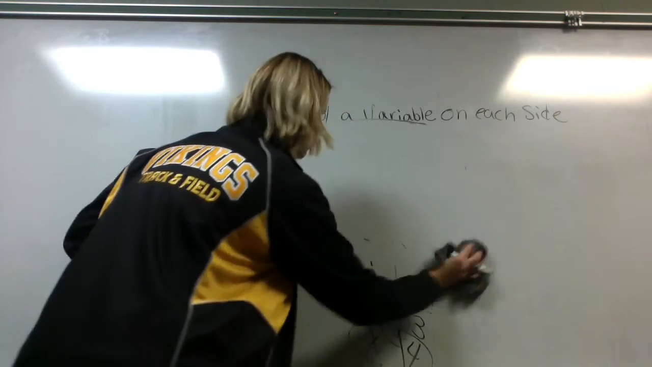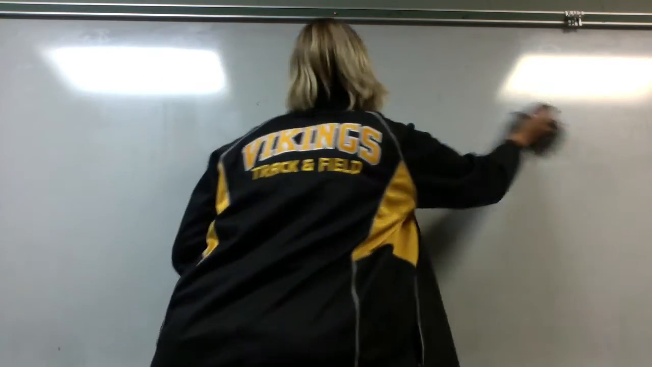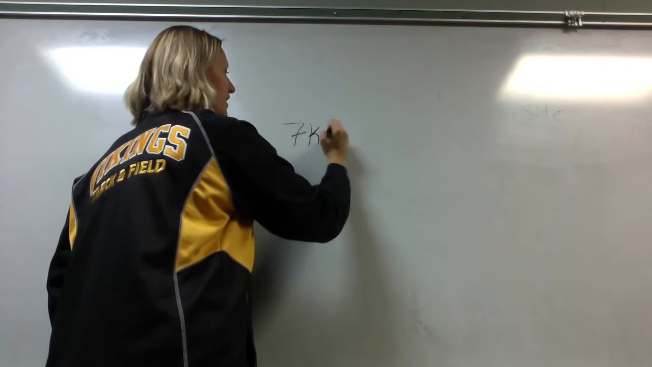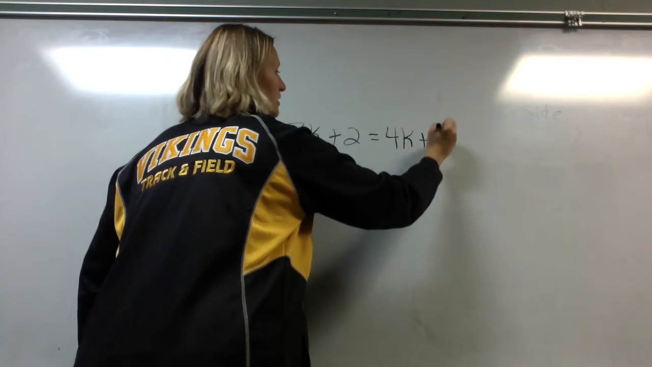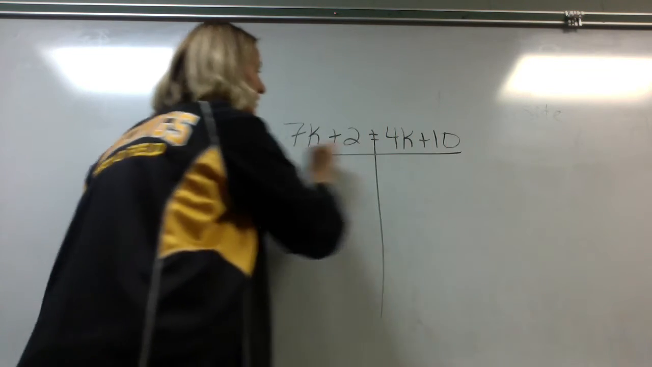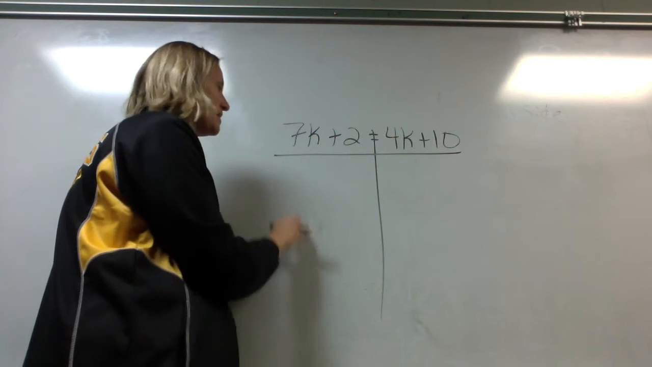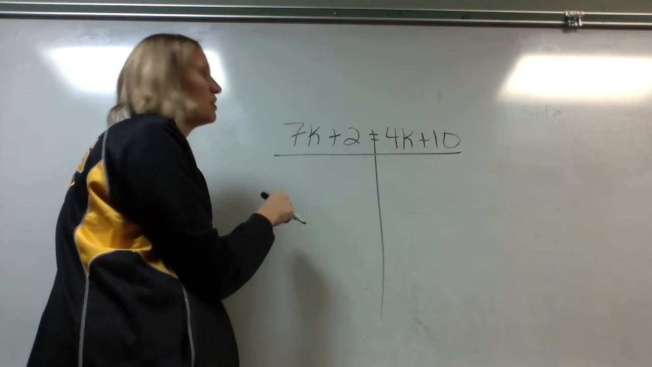Okay, I will do one more example just to make sure you are getting it. 7k plus 2 equals 4k plus 10. Now again, I'm going to subtract from this side. Now I end up with positive numbers. It is okay after you subtract to have negative numbers. I just want to point that out.